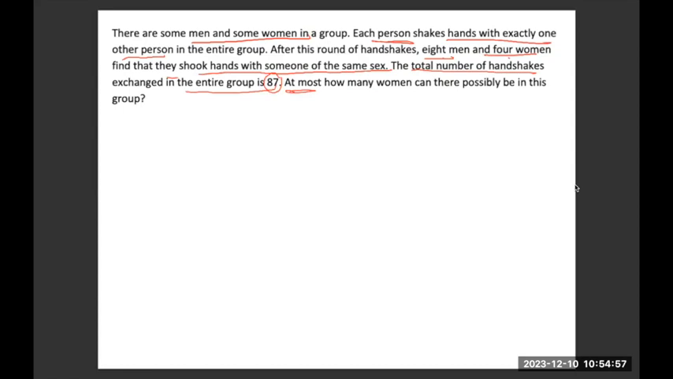We'll solve it together, but try attempting to solve it once.